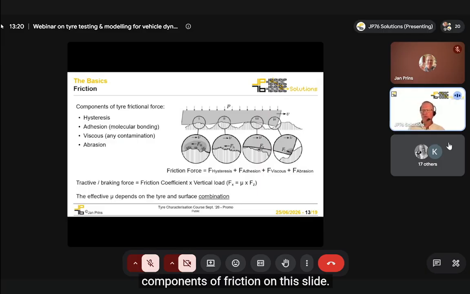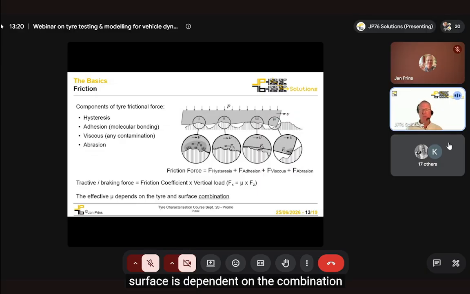And there are different components of friction on this slide. There are 4 listed. The first 2 are the major ones. The viscous one only comes into play if the surface is wet or covered in snow or other such kinds of contamination. The abrasion one is a relatively small factor. If you talk to experts on friction, there are actually a lot more friction factors, but they get into diminishing importance.